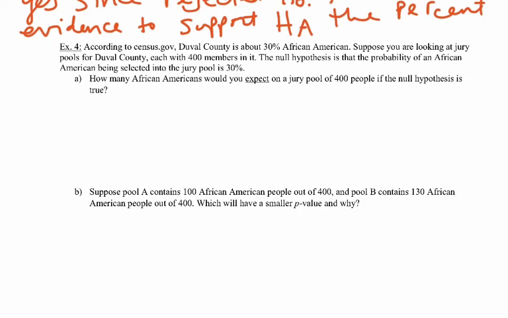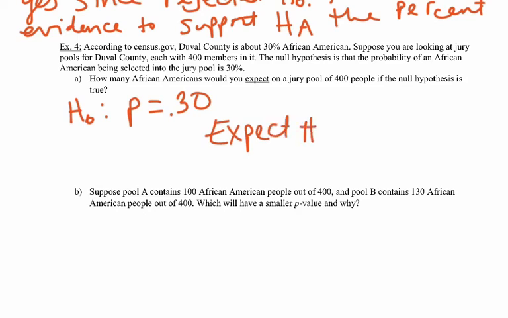So the question says, how many African Americans would you expect on the jury pool of 400 people if the null hypothesis was true? Okay? So if the null hypothesis were still true, what would we expect? Our expectation for our jury pool of 400 people. So the null hypothesis would be that H naught is that P equals 0.30. So our expected number of people on the jury would be 30% of 400. So 0.30 times 400. So we would expect to see about 120 African Americans on the jury pool, okay?